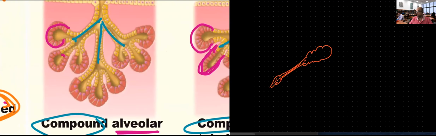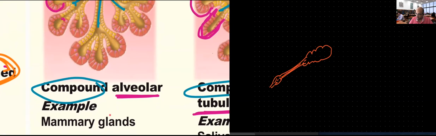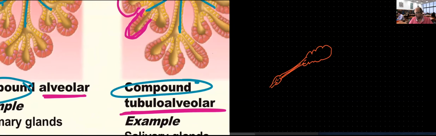Look at it on here. I have multiple ducts, so it's going to be compound. And the shape of the secretory regions of this gland is going to be rounded, so it's a compound alveolar gland. Those are like the mammary glands of the breast.